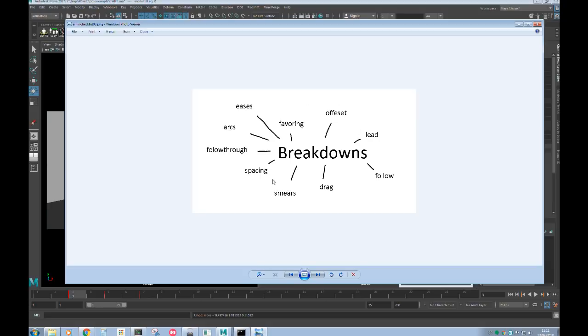So this is where I would think about a lot of this stuff. I've spelled offset wrong, but offset, and follow through. Anyway, probably favoring as well. Yeah, all of this. Ignore all the spelling mistakes. It's the essence of it.